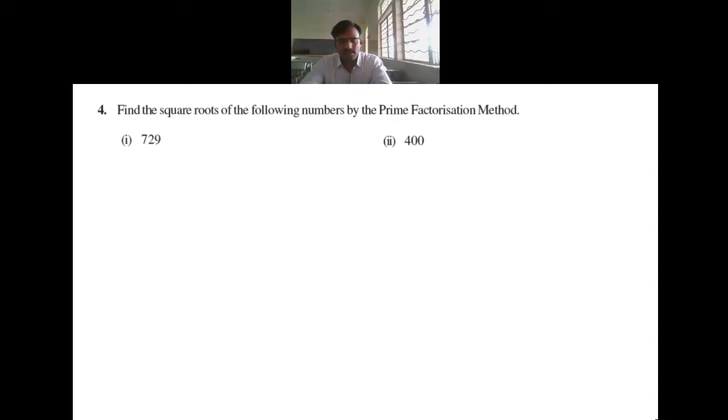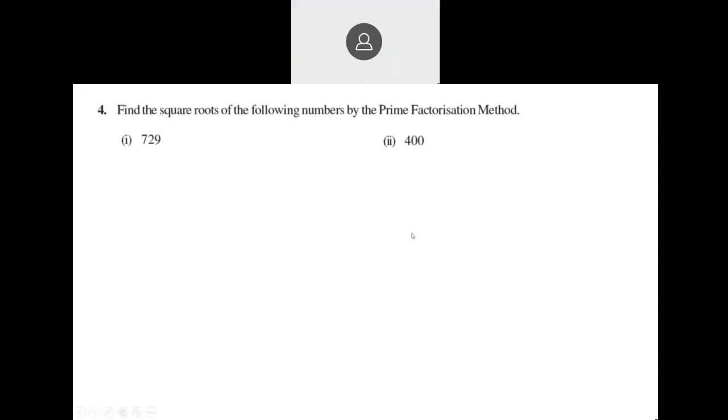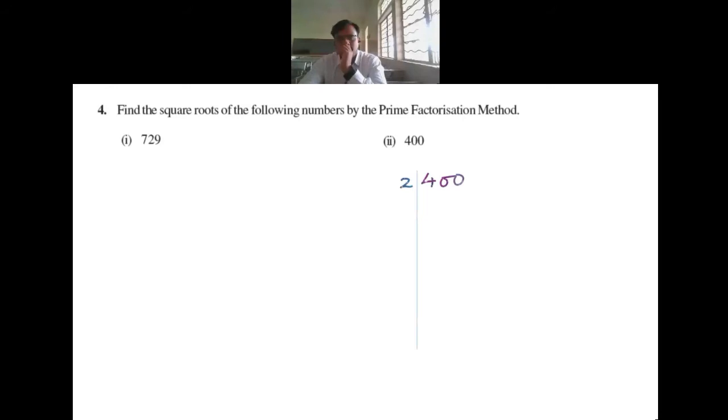All right. Now we shall calculate the prime factorization method for finding the square root of 400. For that we have to divide by the smallest prime number. So I'll consider 2. 400 divided by 2 gives 200, further 100, further 50, further 25. Then 5 times 5, and 5 once.